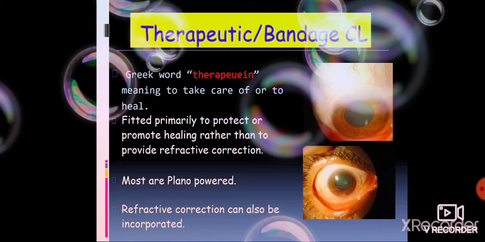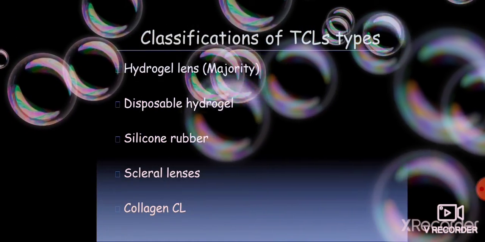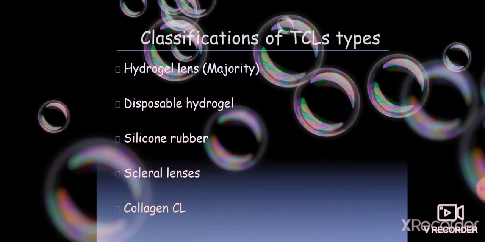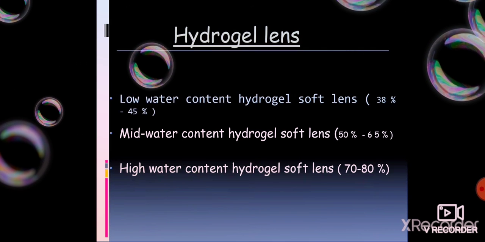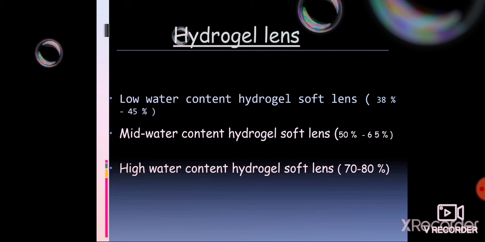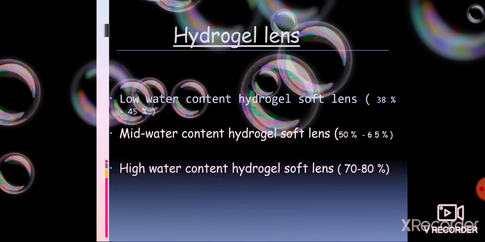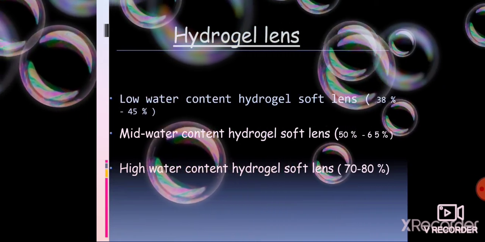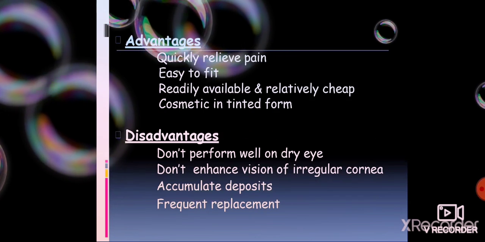But most are plano powered. You can put the refractive correction directly into it. So, the classification of therapeutic contact lens types: hydrogel lens, disposable hydrogel, silicone rubber, scleral lenses and collagen contact lenses. Hydrogel lenses are available as low water content hydrogel soft lens, 38% to 45%, mid water content hydrogel soft lens, 50% to 65%, and high water content hydrogel soft lens, 70% to 80%.